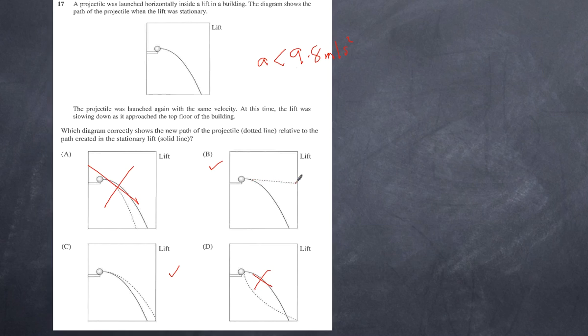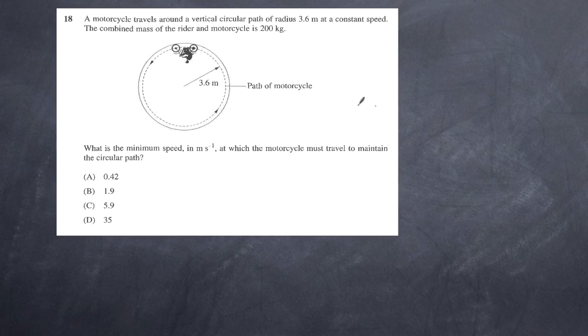But it isn't the case that you experience that, so therefore the answer is C. Question 18. A motorcycle travels around a vertical circular path of radius 3.6 meters at a constant speed, and the combined mass of the rider and the motorcycle is 200 kilograms. You have to determine the minimum speed at which the motorcycle must travel to maintain a circular path.